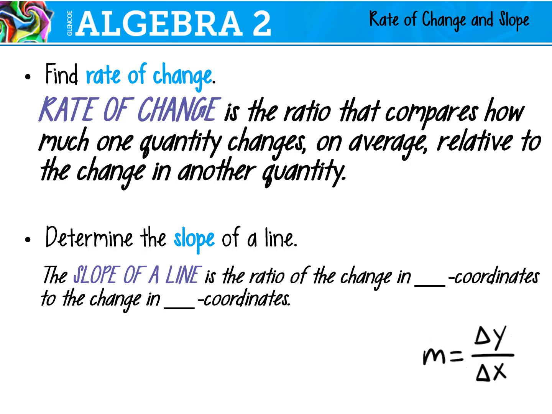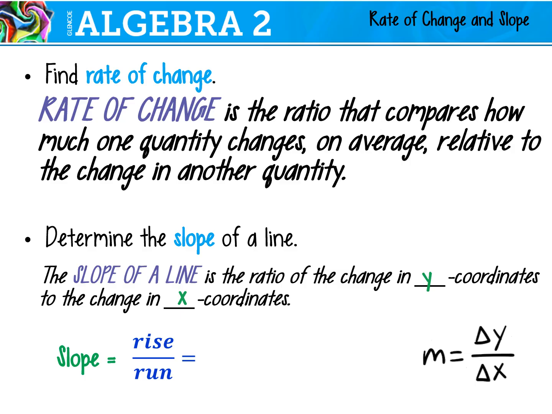Find the rate of change. Rate of change is a ratio that compares how much one quantity changes on average relative to the change of another quantity. And we're going to be determining the slope of a line. The slope of a line is a ratio of the change in the y coordinates to the change in the x coordinates. So we have a little diagram over there. M stands for slope, and that triangle is actually a Greek letter delta, and it means change in y over change in x. So slope is rise over run.